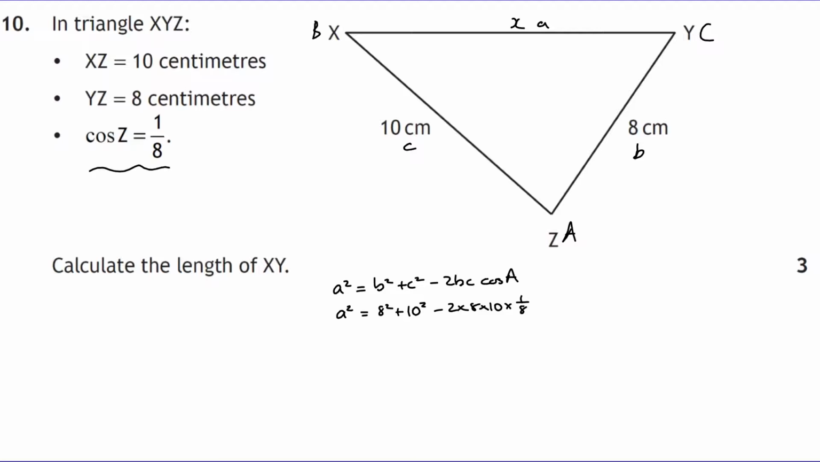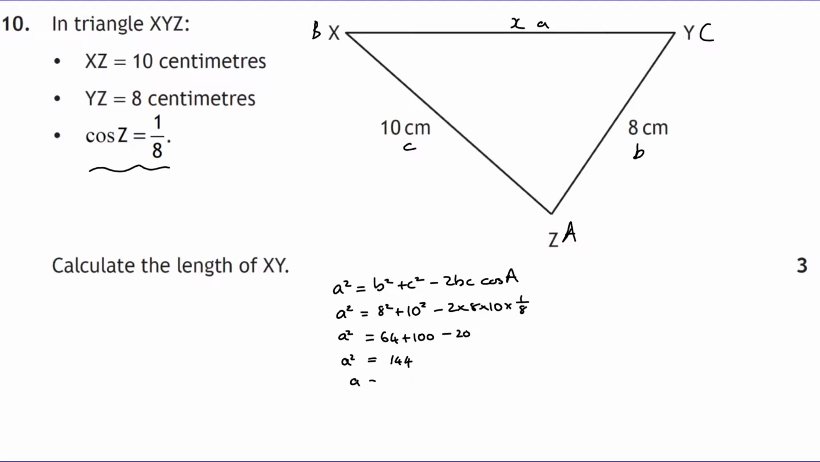But the cos of the angle is what you need for the formula. So a squared equals 64 plus 100 minus 2 times 8 times 10. Well, the easiest way to deal with this, I'm going to take the 8 of the 8, which is 1. So we just get 2 times 10, which is 20. Remember, multiplying you can do in any order. So a squared equals 164 minus 20, which is 144.